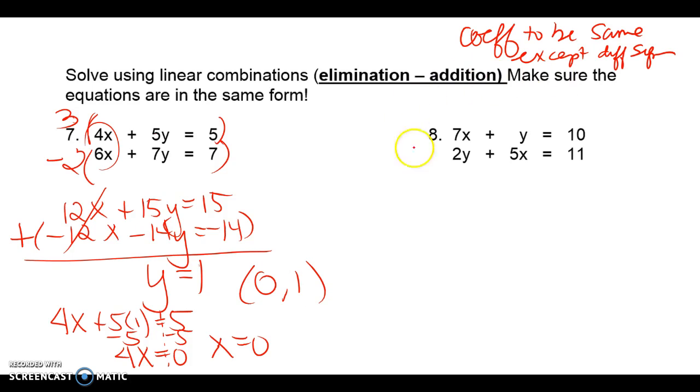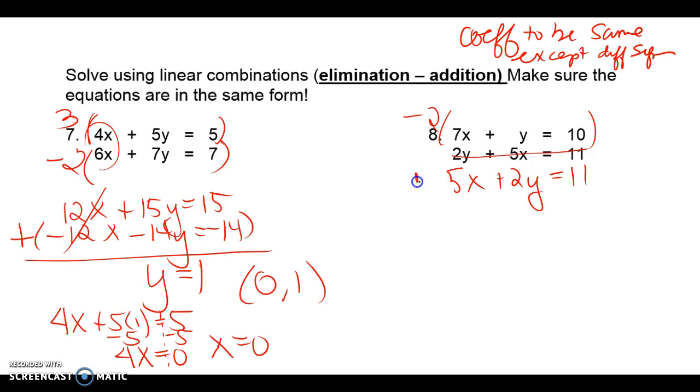All right, let's look over here at these. These are not in the same order. You need to get them in the same order. So I'm going to rewrite this one as 5x plus 2y equals 11. And I'm going to go after these y's here. This is 2y, but I want to get a negative 2y up here. So I'm going to multiply that by negative 2.